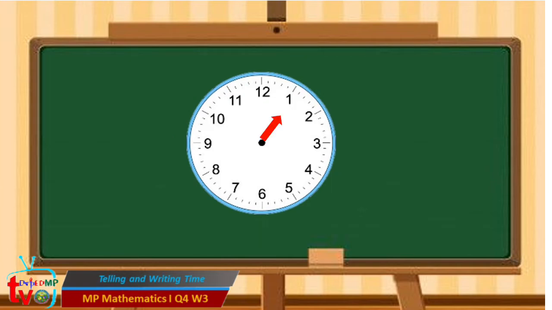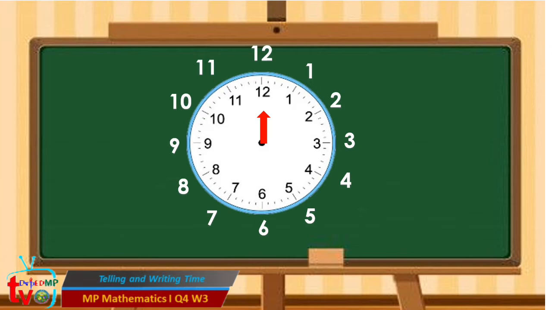When the hour hand is pointing at the numbers, it is read as 1, 2, 3, 4, 5, 6, 7, 8, 9, 10, 11, 12.